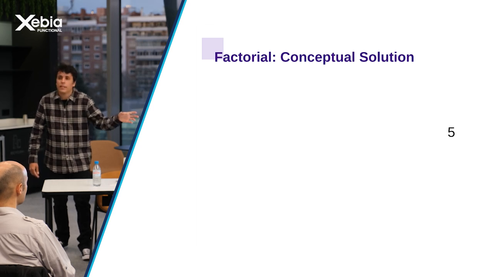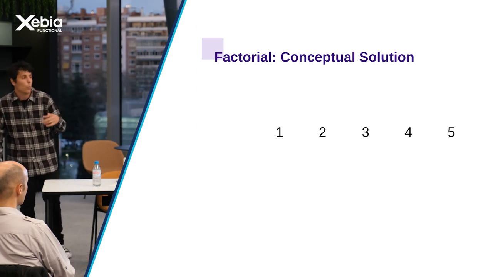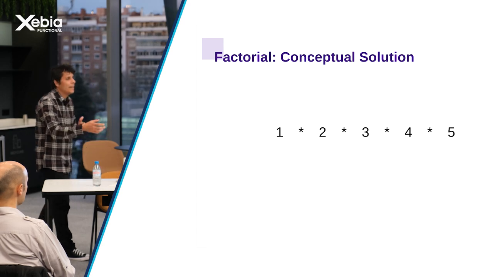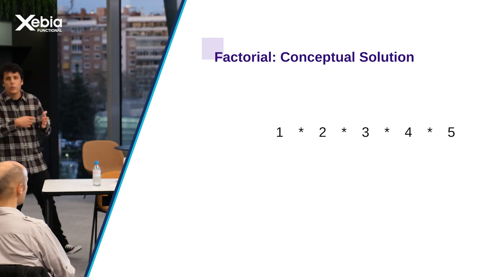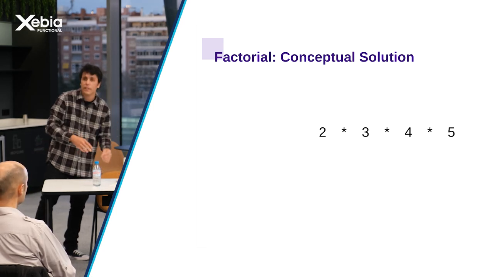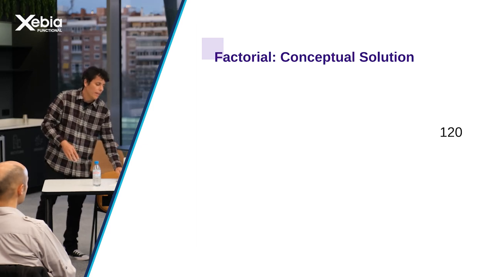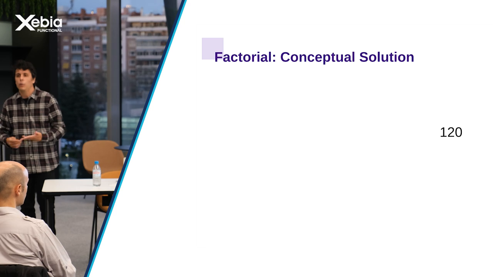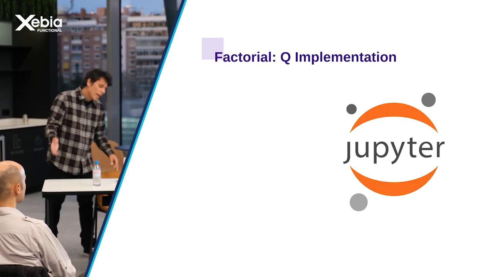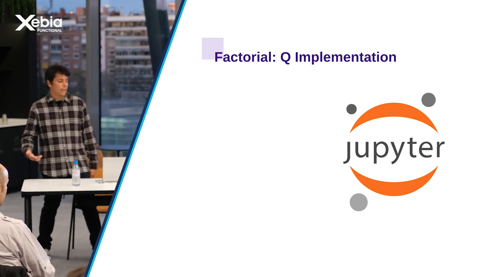So the conceptual solution, first we start with this 5 number, then we get all the numbers from 1 to 5, 1, 2, 3, 4, 5. The next step is to place the multiply operator in the middle, and then we fold the structure, we evaluate this expression. 2 times 3 is 6, 6 times 4 is 24, and then we end up with the 120. Okay, so the conceptual solution is quite easy. So we are going now to a Jupyter notebook, and we are going to see the implementation of this factorial in Q.